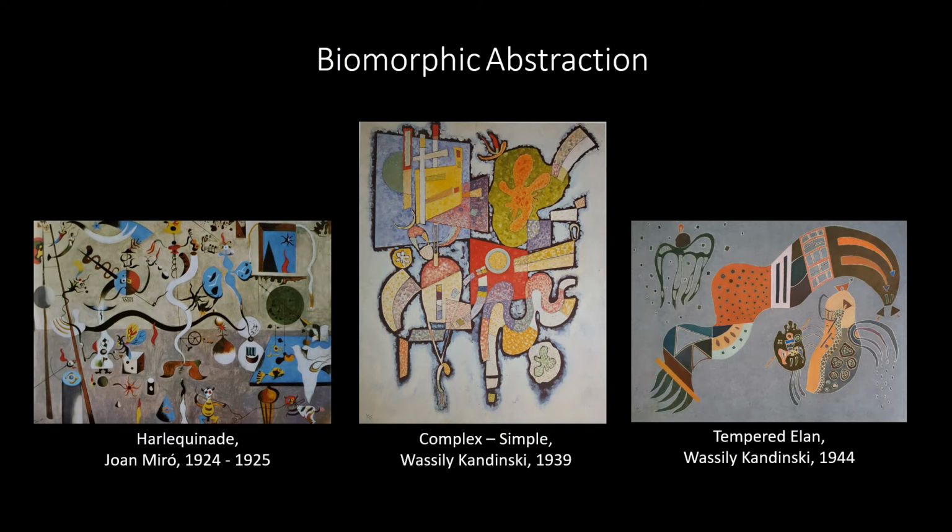The term biomorphic abstraction refers to the use of rounded forms based on those found in nature. Biomorphic abstraction is not so much a movement as it is a way of presenting forms in art. Joan Miró was a Spanish painter, sculptor, and ceramicist, and is generally considered a Surrealist artist. However, his painting Harlequinade is a good example of biomorphic forms in a composition.